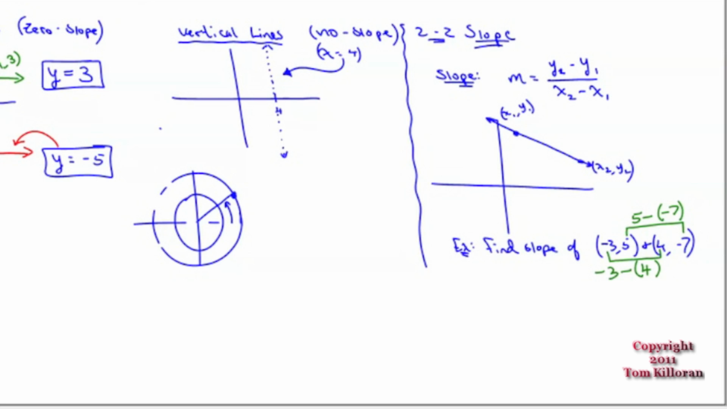Now, whether you write the subtraction up on top or on the bottom, it doesn't matter. So you can also write it here: 5 minus a -7 and -3 minus 4. What's 5 minus a -7? Yes, Tori.